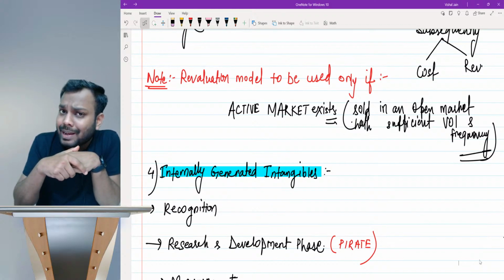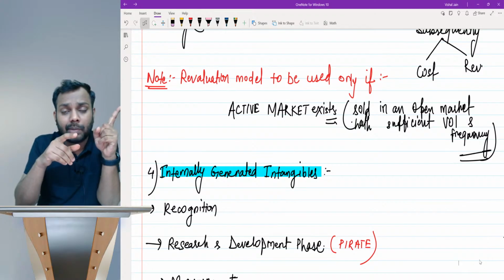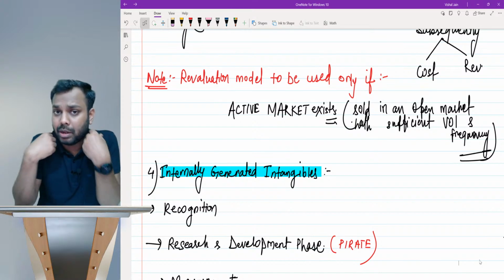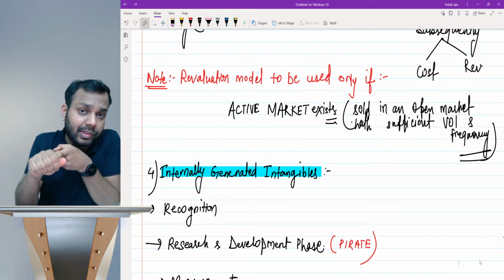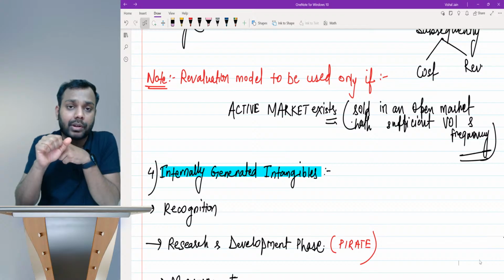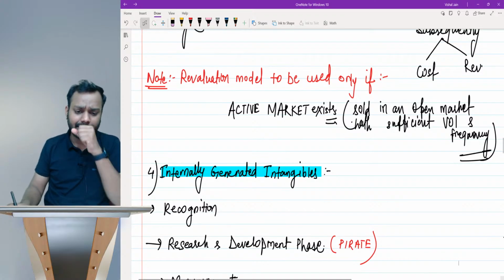The question is, can I recognize that goodwill in my books? No. Why? Because again, go to the recognition principle: future economic benefits are probable and the cost can be measured reliably. For this goodwill of mine, definitely there are future economic benefits. But can I measure the cost? No, I cannot.